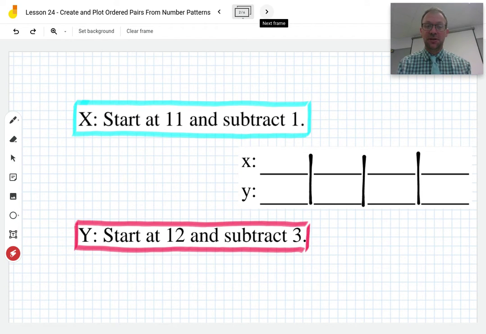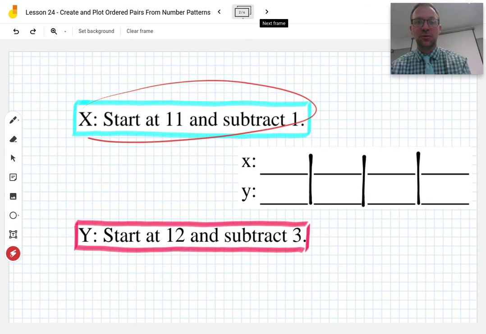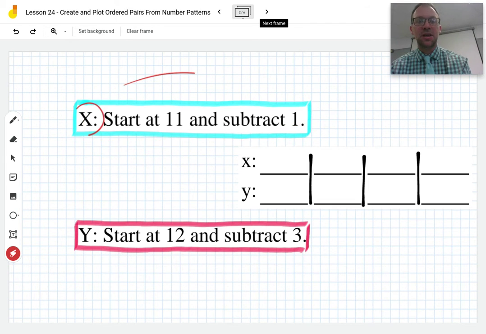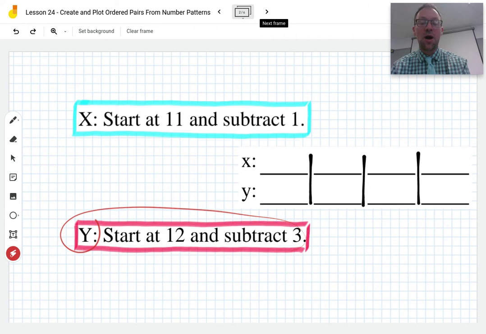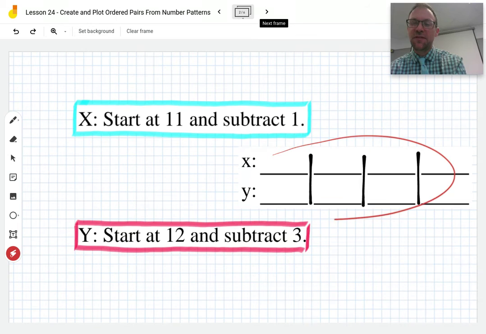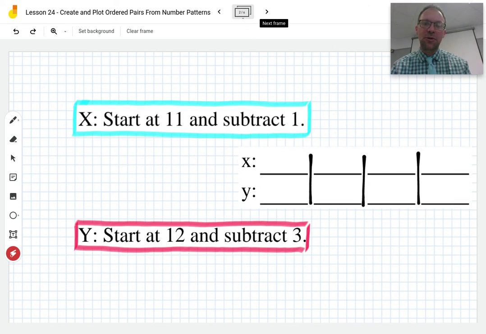We have two rules here on this page. We have our X rule. I call it the X rule because this rule, start at 11 and subtract 1, is going to help us to create our X coordinates for our ordered pairs. And this rule, the Y rule here in the red box, start at 12 and subtract 3, is going to help us create our Y coordinate. So let's go ahead and follow these rules, record what we find here, we'll create ordered pairs, and then we'll plot them after.